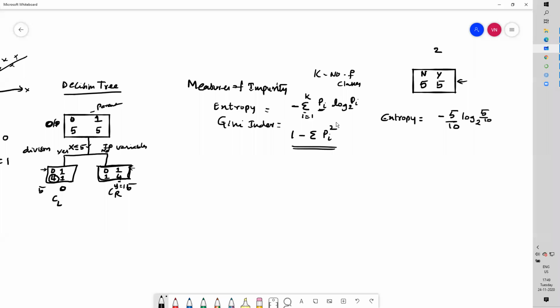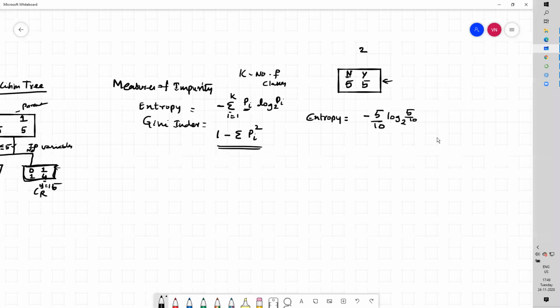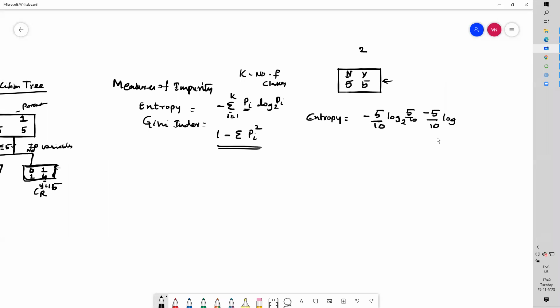So this is for the no class. We are completing the no class. So similarly, we have to do it for the S class. So sigma i is equal to 1 to k. So that's why again minus 5 by 10 log of 5 by 10 to the base 2. So that is for the S class.